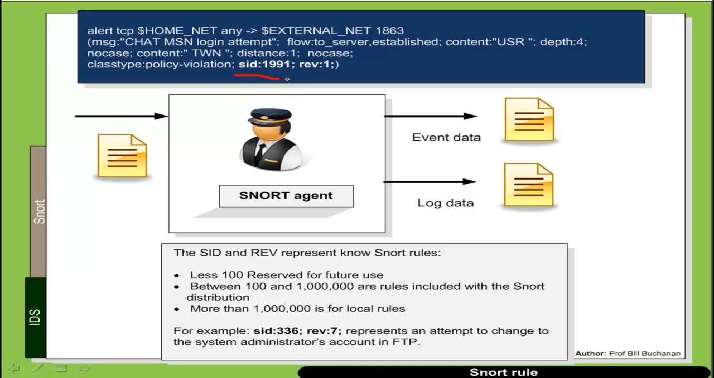Along with this, we can have an SID number and a rev number, and there are well-known intrusions with revision numbers. For example, 336 revision 7 relates to an attempt to change the system administrator's account in FTP. So it's possible to define localized rules, and these are defined with SIDs over 1 million.